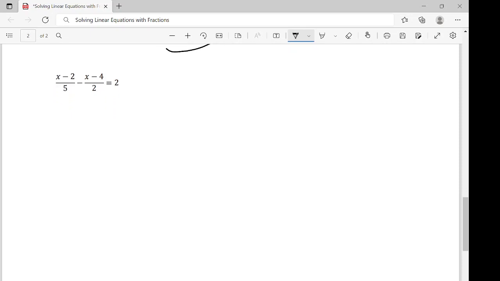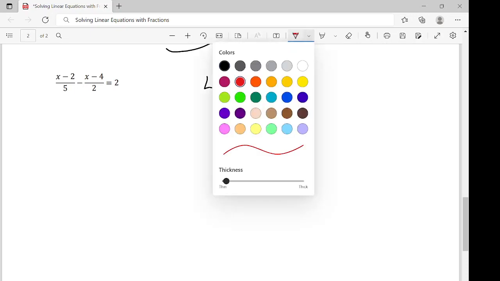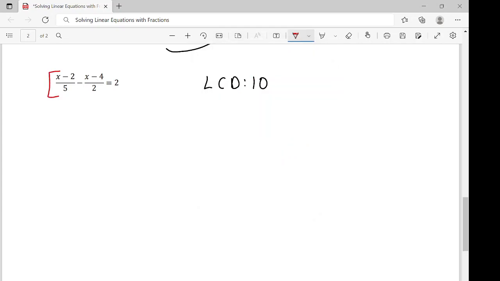Last, x minus 2 divided by 5 minus x minus 4 divided by 2 equals 2. I will again look for my LCD, and I have a 2 and a 5, so I can see that my LCD here is 10. So just like before, I'm going to multiply both sides by 10.